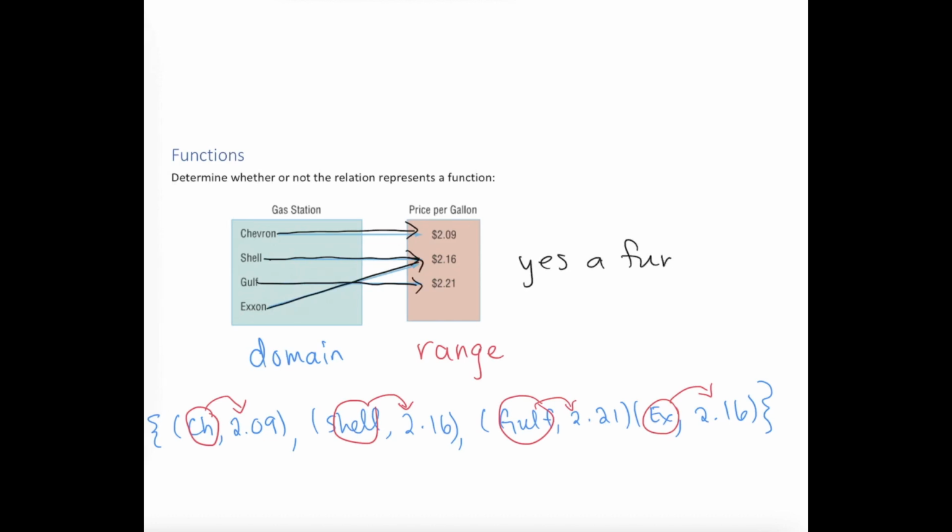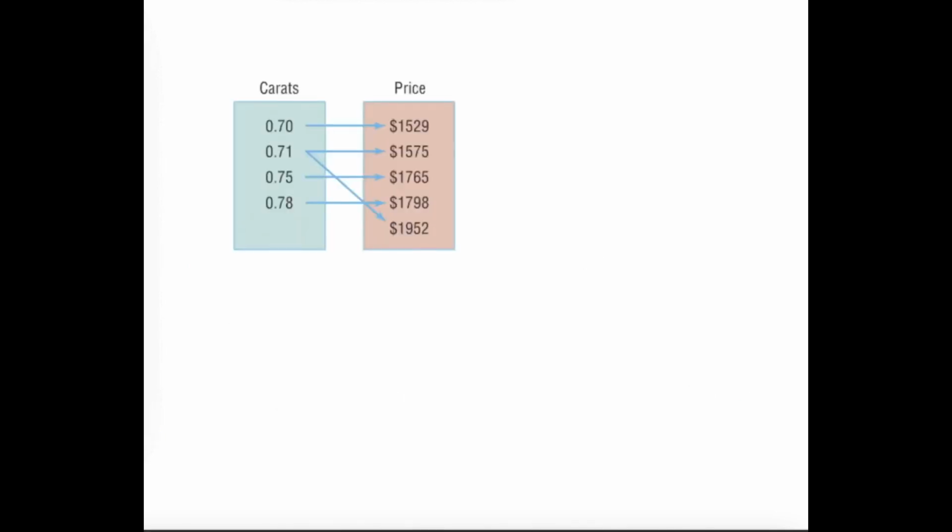Now, it is worth mentioning that we do have one price that two different companies go to. Both Shell and Exxon share the same price. But that's okay in a function. We can have two domain elements going to the same range element. We just can't have one domain element going to two range elements. Let's look at another example.